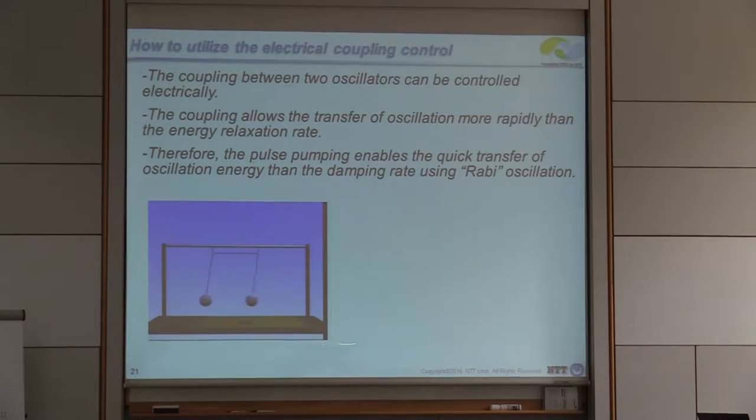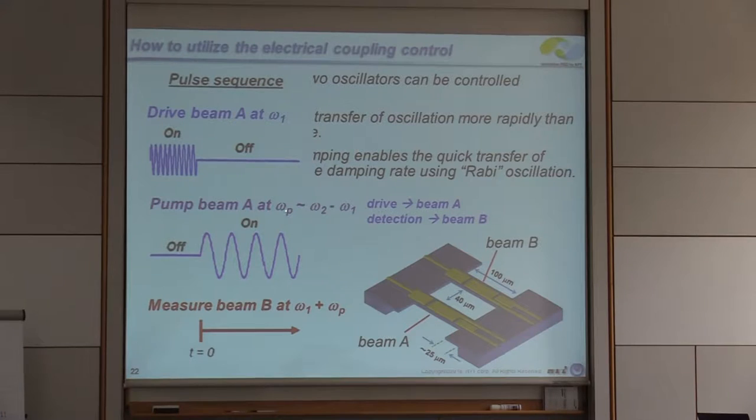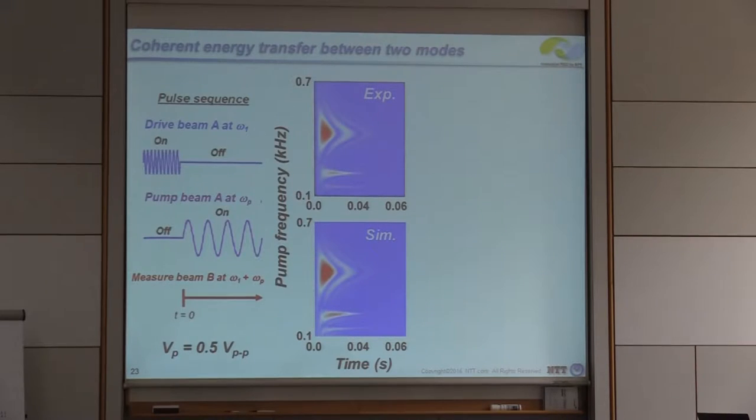So this is some kind of classical Rabi oscillation, and you can switch this Rabi oscillation on and off. The point is that you can do this kind of experiment. First, you drive this beam A at the frequency omega 1, so you have a vibration of beam A. Then you switch off this driving and apply a pump at the frequency difference. So you can convert this vibration between the two beams, and it periodically oscillates between them, even though there is a frequency mismatch.